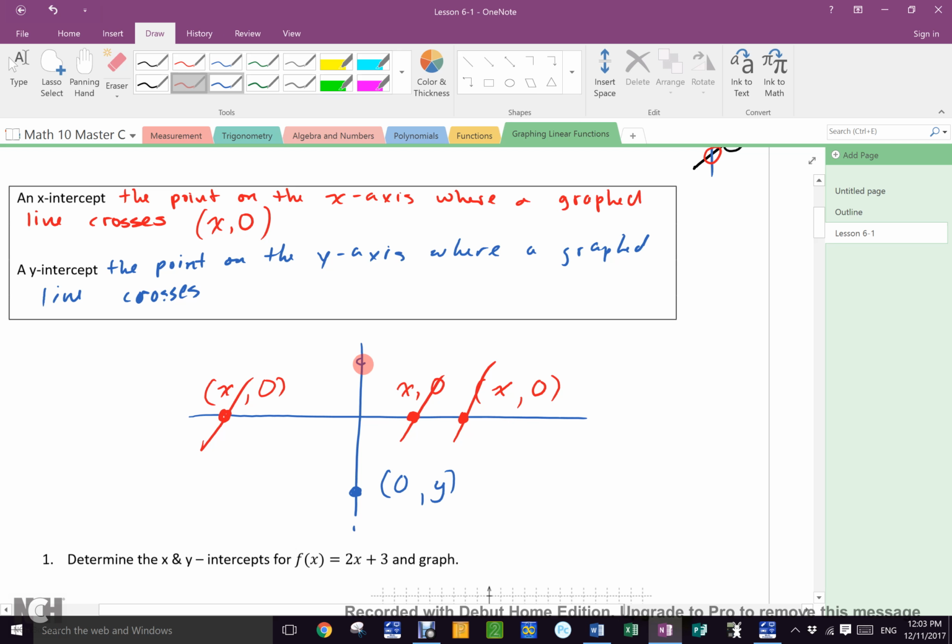What do you know about that guy's coordinates? 0, y. So what does that tell you about every single y-intercept? It's 0, what? Y. Always. Is everybody with me? Because it's some unknown value on the y-axis.